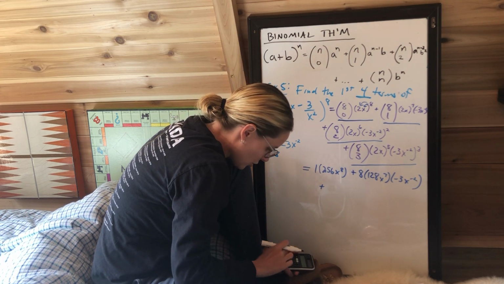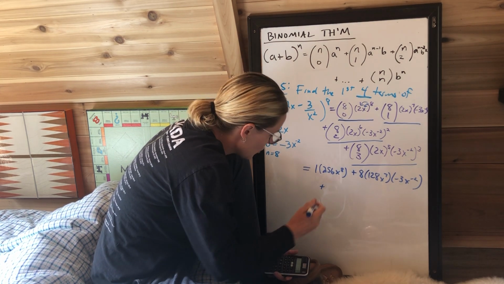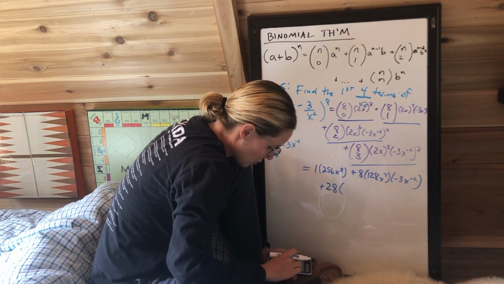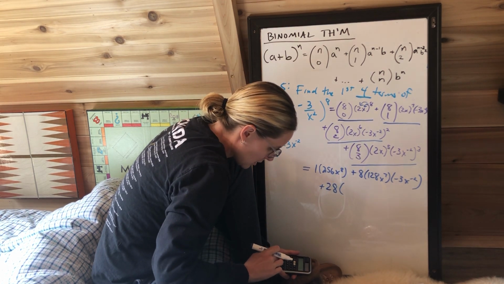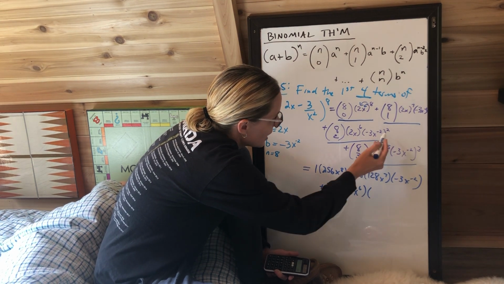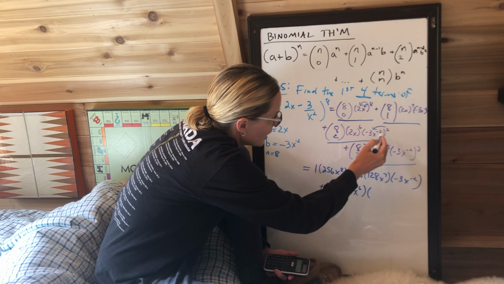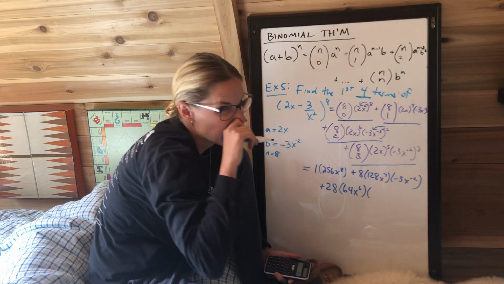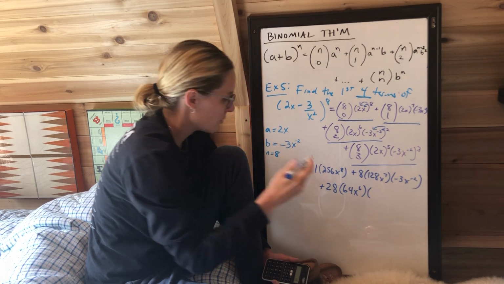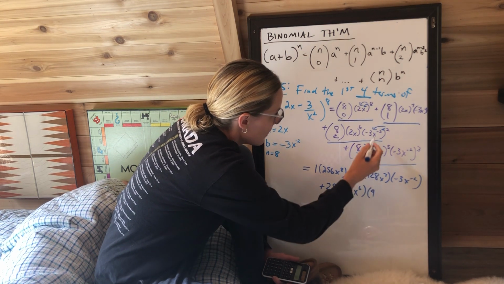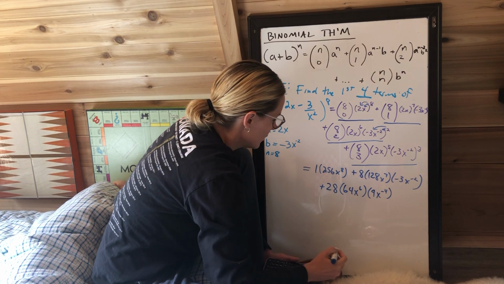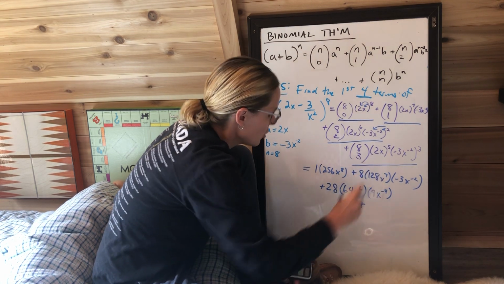Next term, 8 choose 2 is 28. 2x to the 6, I'm going to have to do 2 to the 6, which is 64. And then this is where you have to be careful. This 2 now has to apply to the negative 3 and to the x to the negative 2. So negative 3 squared is negative 3 times negative 3. It's going to pop out a positive 9. x to the negative 2 all squared is now x to the negative 4. Okay, and then my last term comes from here.